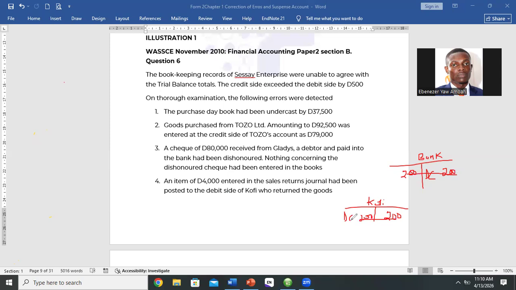So put this at the bottom of your brain. It will come in handy. Dishonored check, you credit bank, you debit the customer. It will never change. Even if you go to Jupiter, you still credit bank and debit the customer.